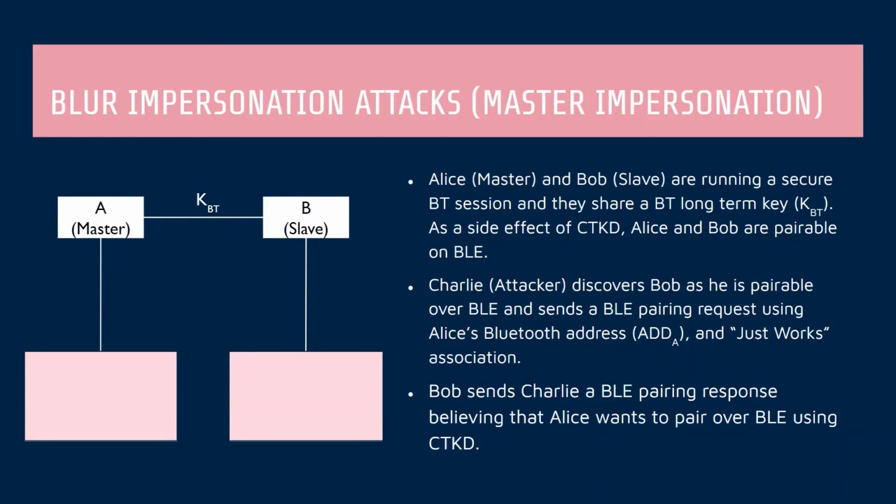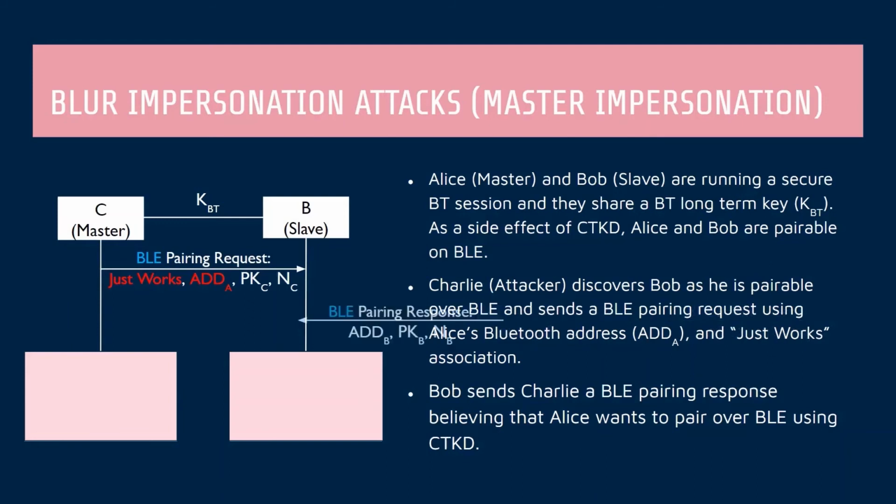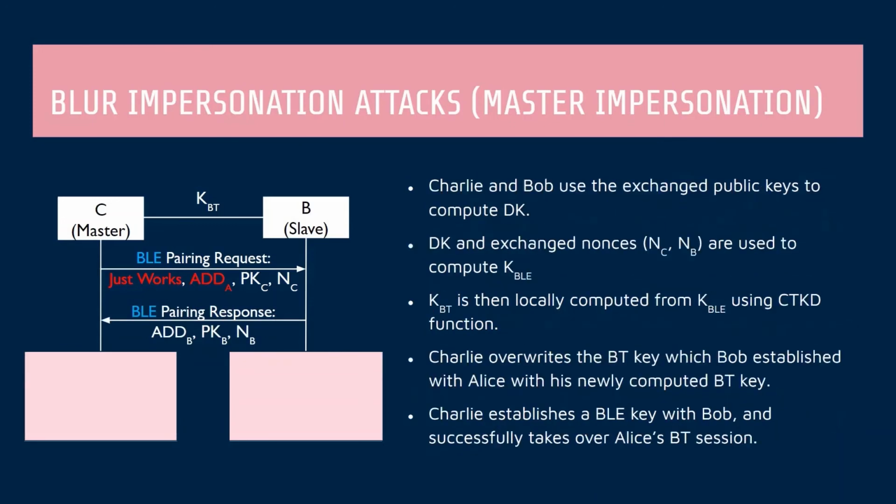Alice the master and Bob the slave run a secure BT session and have a shared BT key. Due to CTKD, Alice and Bob are also pairable on BLE. Charlie the attacker wants to impersonate Alice and take over Alice's BT session. He does so by using Alice's Bluetooth address and Just Works association to send a BLE pairing request to Bob. Just Works is needed because the attacker doesn't need to authenticate himself. Bob then sends Charlie a BLE pairing response, believing that Alice wants to pair over BLE using CTKD.